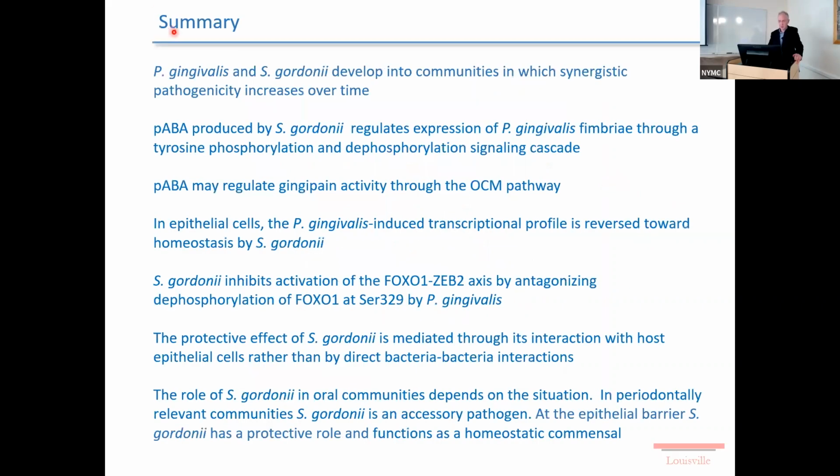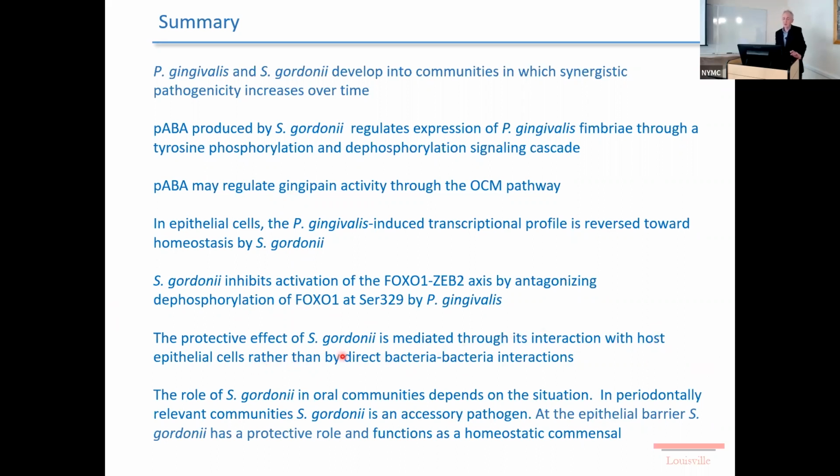So I'll just summarize. P. gingivalis and S. cristatus develop in communities, which are synergistic, and pathogenicity increases over time. Mfa1 regulates expression of P. gingivalis fimbriae through tyrosine phosphorylation, and regulates gingipain activity through the one-carbon metabolism cycle pathway. In epithelial cells, the P. gingivalis transcriptional profile is reversed towards homeostasis by streptococci, which inhibits this FOXO-ZEB2 axis by antagonizing dephosphorylation. The protective effect of S. cristatus is mediated through its interactions with host epithelial cells rather than direct bacterial interactions.